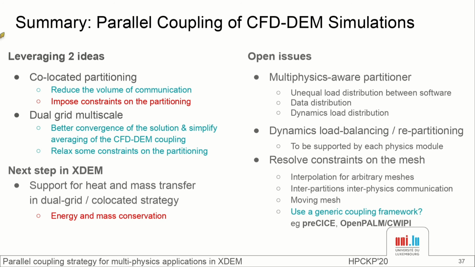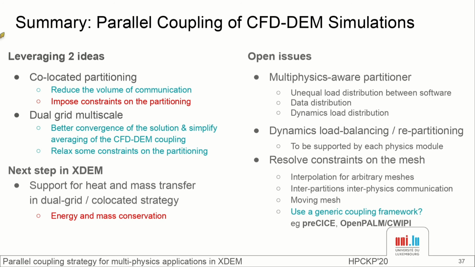What is really needed, and what is highlighted by this collocated partitioning, is a multi-physics aware partitioner. This is because there is an unequal load distribution between the different software, a different data distribution between the two software, and also because the amount of data to communicate can be important, in particular in the case of volume coupling.